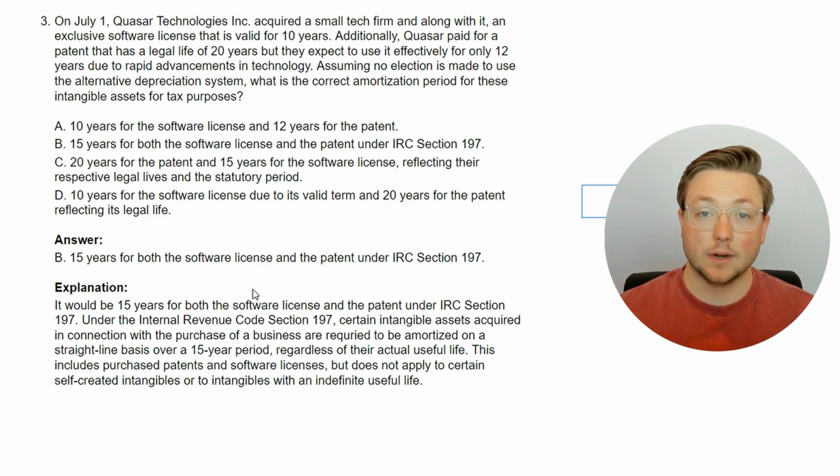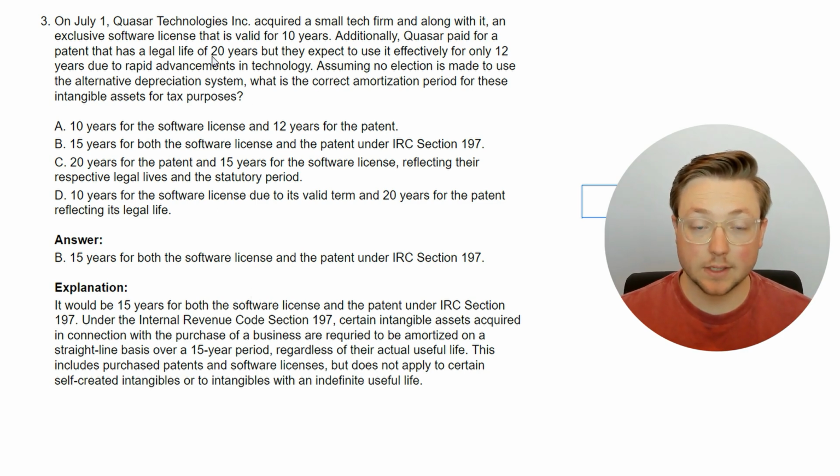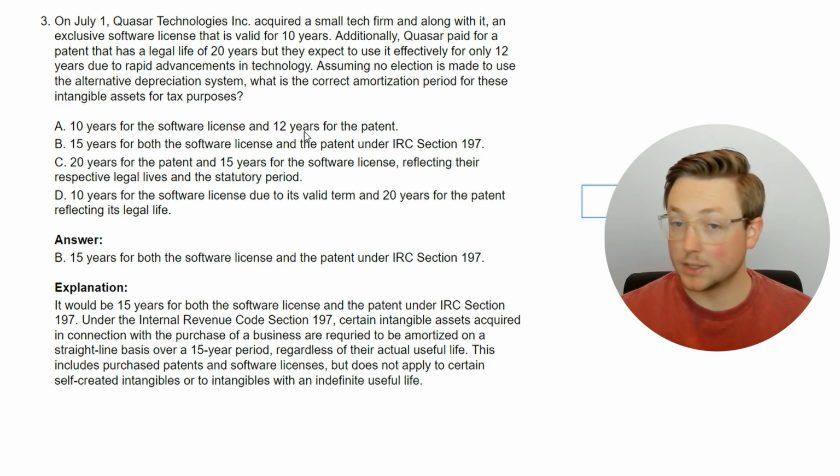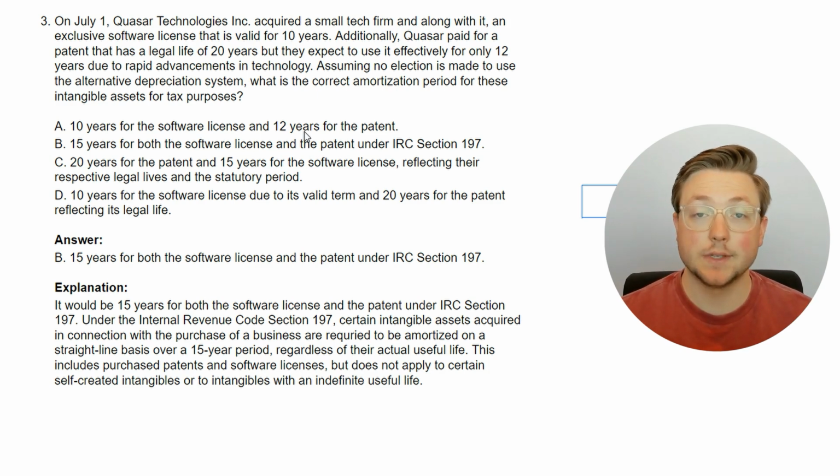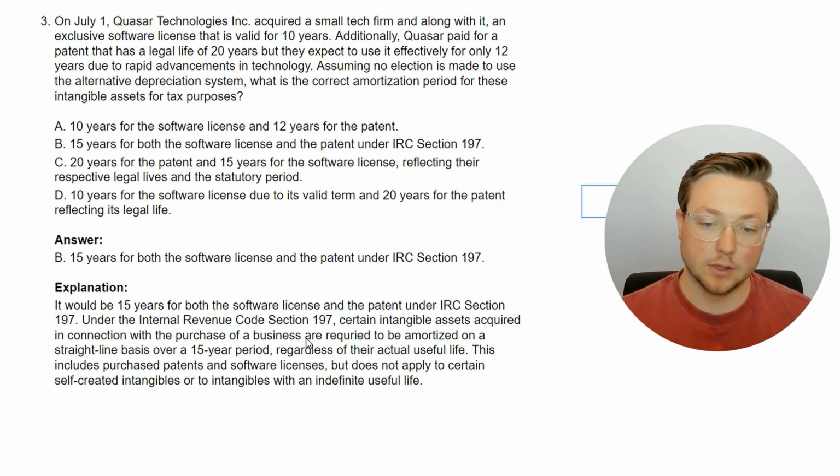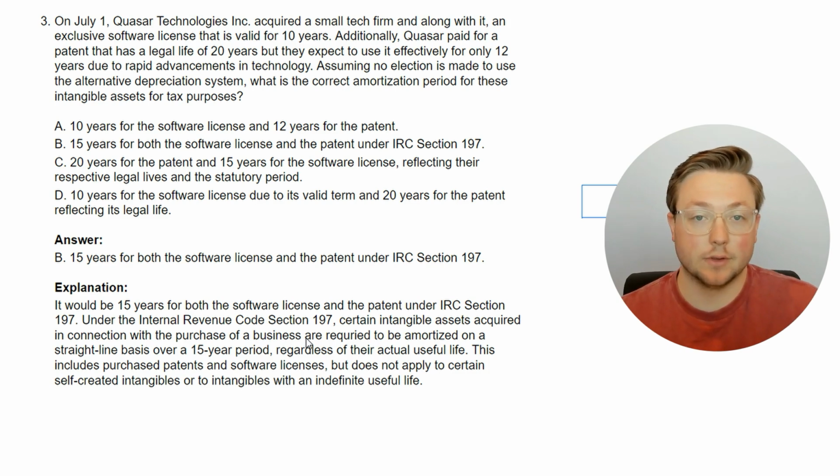Okay, so right there it says that for a lot of intangible assets, and in this case specifically software licenses and patents, when it comes to taxes, regardless of what their useful life is, they have a 15-year amortization period. So obviously, again, there may be some exceptions to that, like something with an indefinite useful life, such as a trademark that you are planning on indefinitely renewing forever. So it doesn't really have a useful life, so there's no point in amortizing it because it won't end.